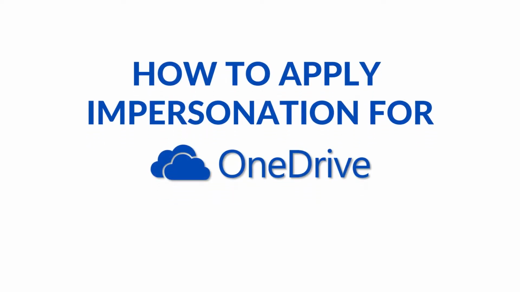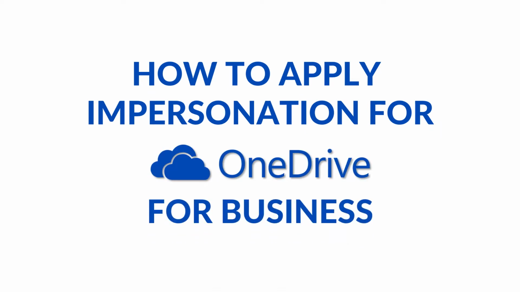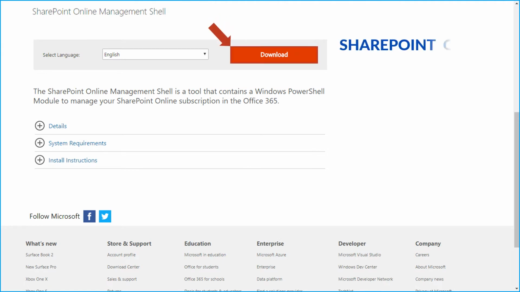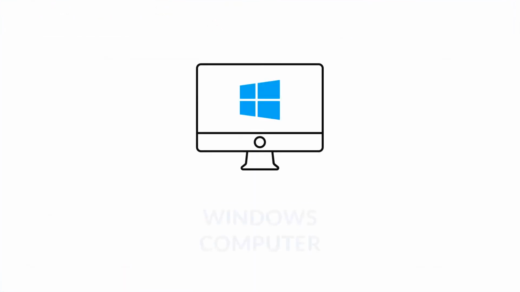In this video, let's check out how to apply Impersonation for OneDrive for Business. First of all, you have to download and then install SharePoint Online Management Shell from Microsoft Windows Download Center to your Windows computer.